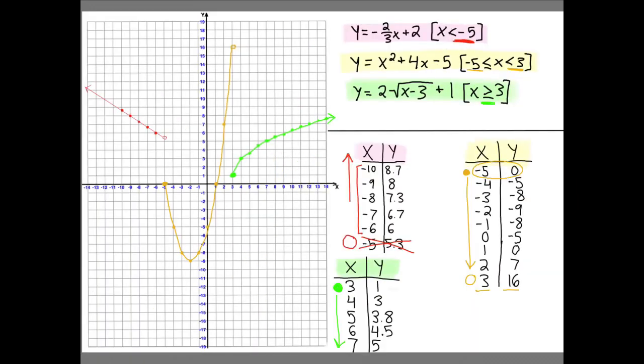Just to recap, the first function is linear, the second is quadratic, and the third is a square root function. I do not need to label each one on the graph. When you are graphing piecewise functions, don't forget to look at the inequality symbols to figure out if you need to graph a closed or open circle.